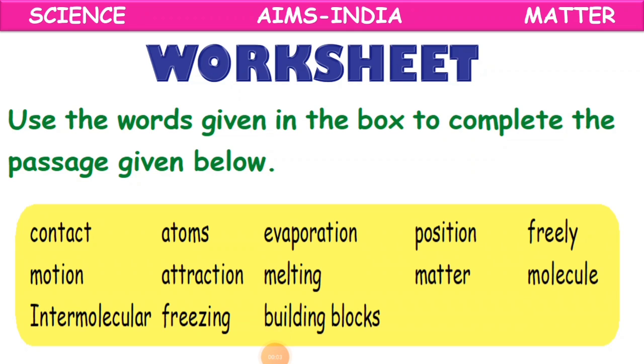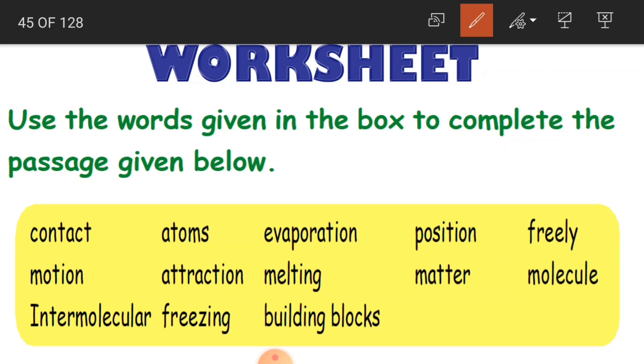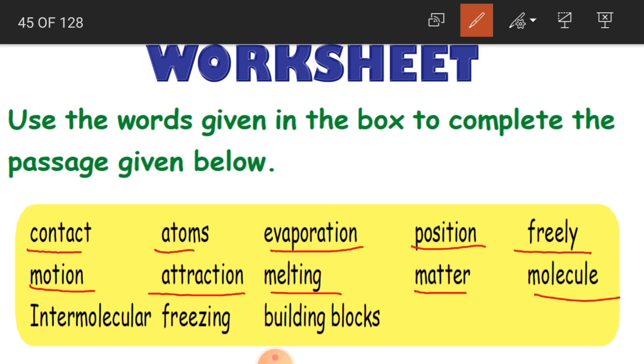Use the words given in the box to complete the passage given below. So you are having a passage. To complete the blanks in the passage, here are some words, children. Are you able to see the words here? Yes, you have to make use of these words and fill them in their correct place. And what are the words here? Let us read first. Contact, atoms, evaporation, position, freely, motion, attraction, melting, matter, molecule, intermolecular, freezing, and building blocks.